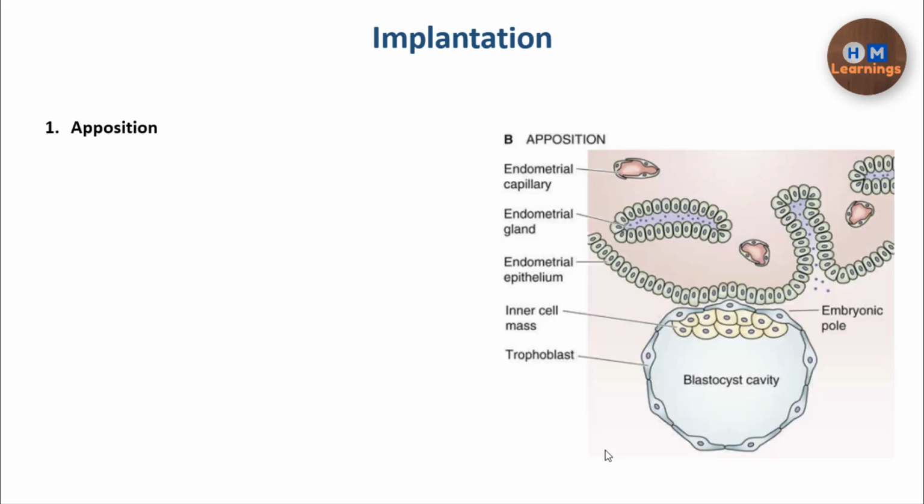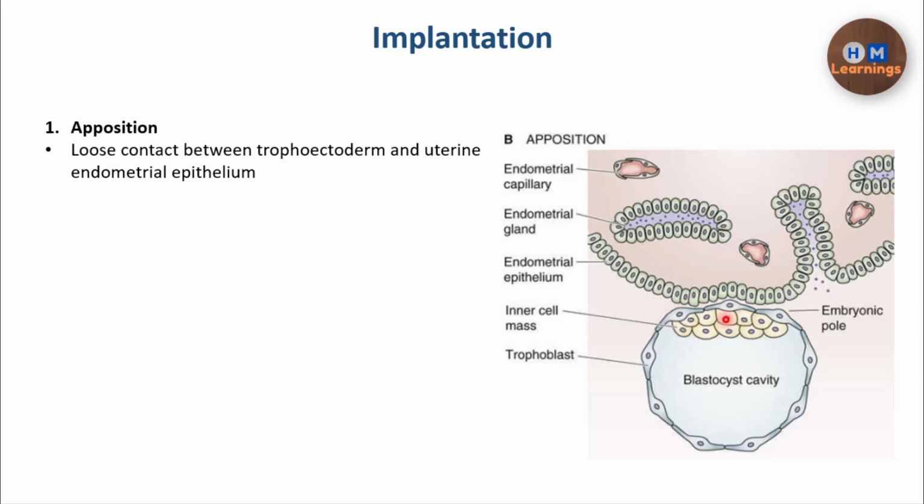So first let's start from the first stage, which is the apposition. Here you see that this is the endometrium epithelium, I turned on the laser pointer, so this is the endometrium epithelium, and this is your blastocyst. Apposition means that, as we discussed in the video on early embryonic development, on the 19th day the blastocyst enters the uterus, and it is freely lying in the uterine cavity. Now this blastocyst has to come in contact with, or come closer to, the endometrium, which is helped by the pinopode formation. So they come together, and this is the first stage, called a loose contact between the trophectoderm and the uterine endometrial epithelium.